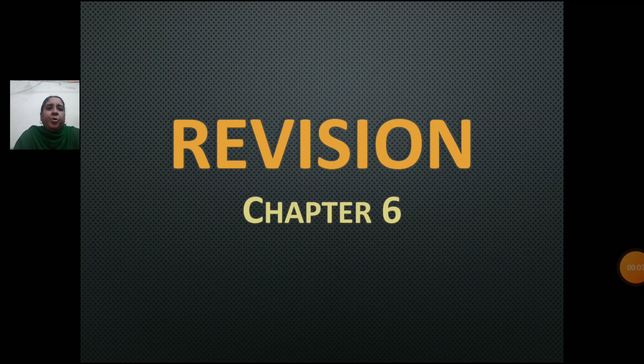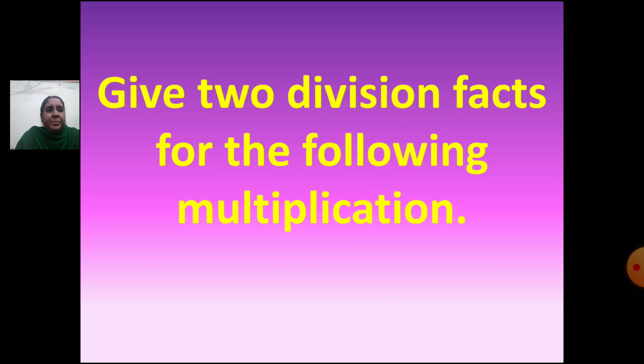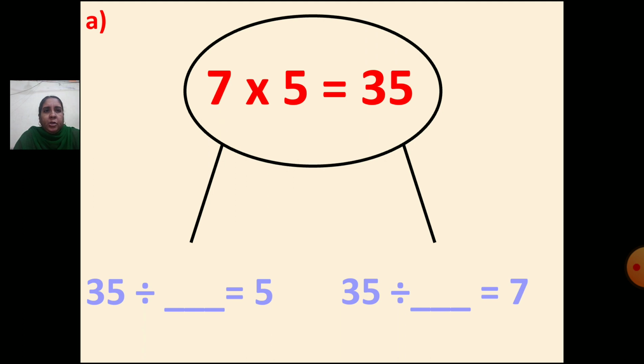Today we are going to do revision of chapter 6, division. Now give two division facts for the following multiplication. Now see the question here. It is written 7 multiplied by 5 equal to 35. So how can you give two division facts?